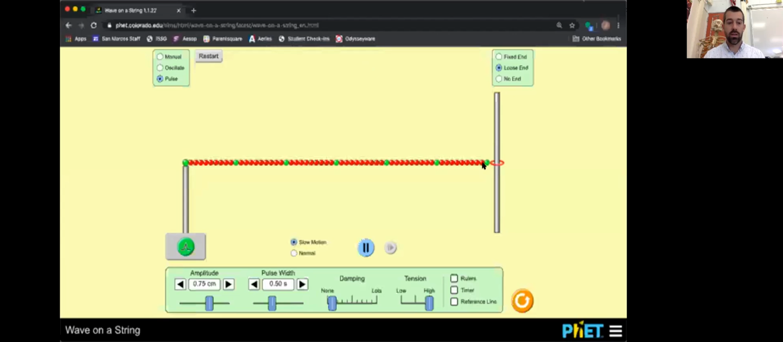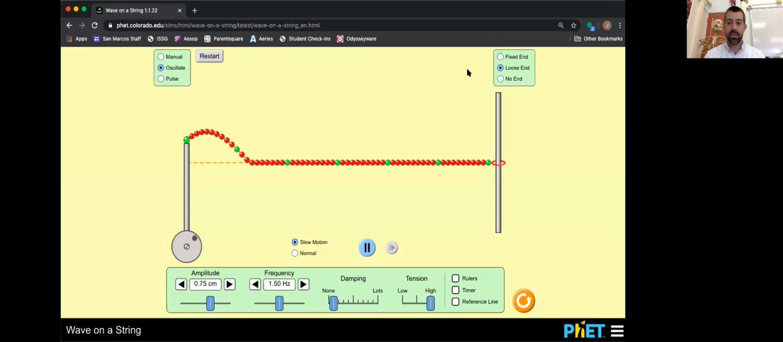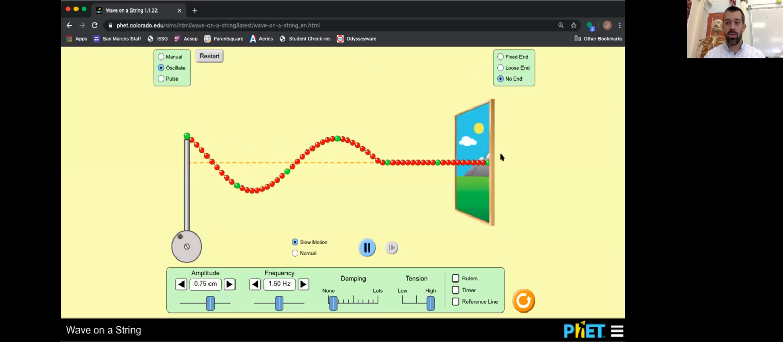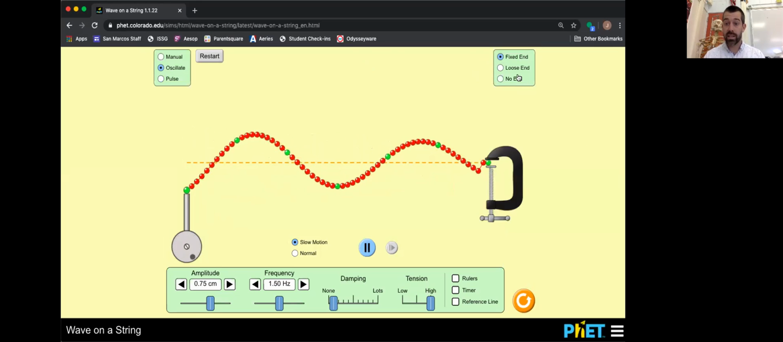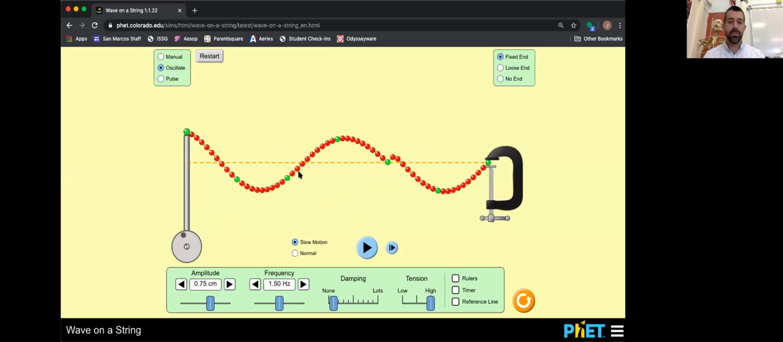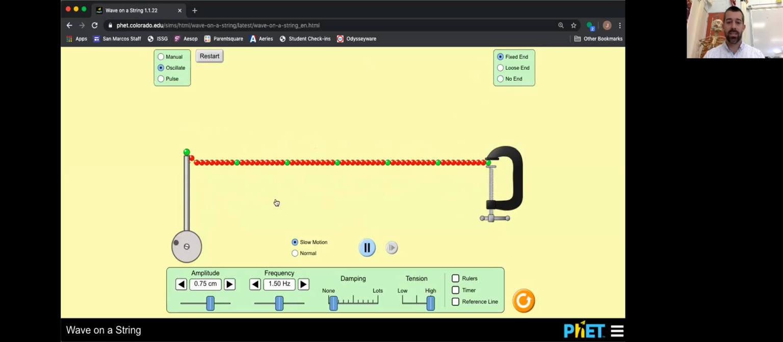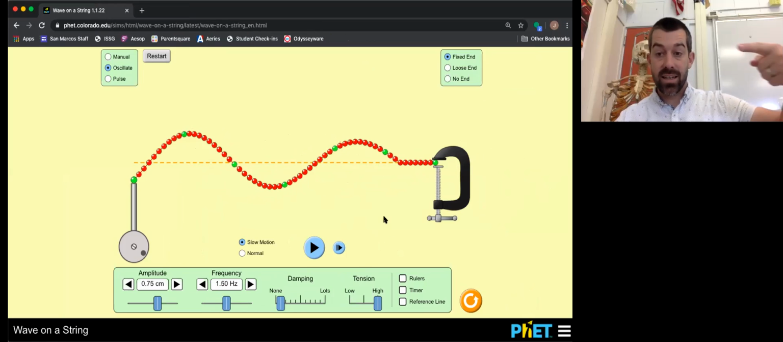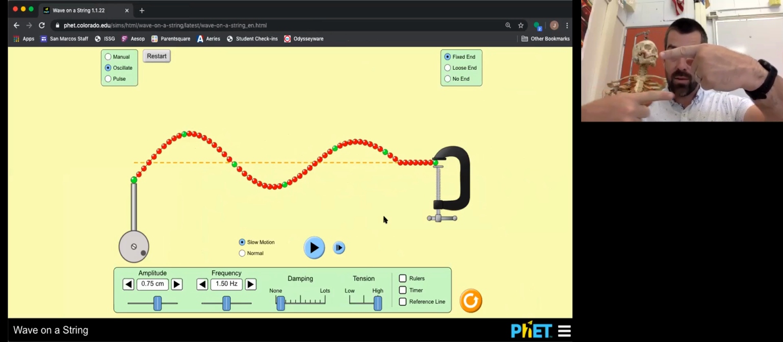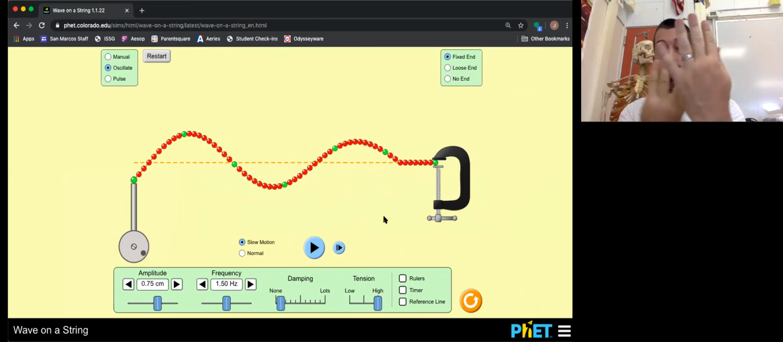Okay, so we're going to change this and we're going to go to oscillate. We're going to go to fixed end. I apologize. So what we're going to see, when we restart it, is we're going to send these waves out and they're going to reflect back off. When they reflect, you're going to have an incident wave going this way and a reflected wave going this way. Those waves overlap each other, and they do what's called interference.